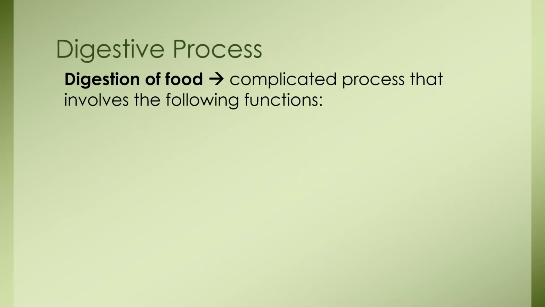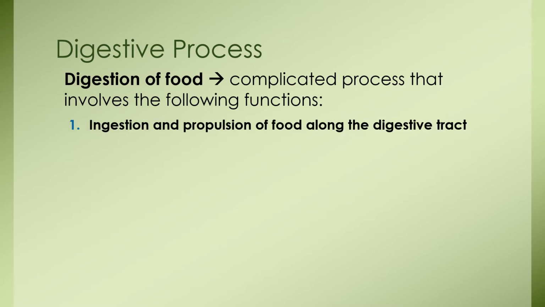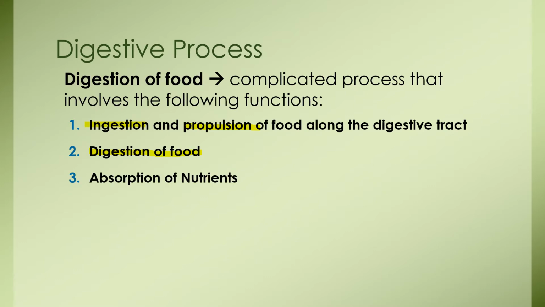How is the digestion of food? This is a little complicated process, but it involves the following functions. So 4 main functions. The ingestion and propulsion. Propulsion is like the movement, okay? Ingestion is when we eat. Ingestion and propulsion of food along the digestive tract. The digestion itself is when we break down this food. The absorption of nutrients, so after I break down this food, I absorb the nutrients. And the elimination of fecal matter, so the elimination of any substance that we are not going to use. So let's take a look at each of them.